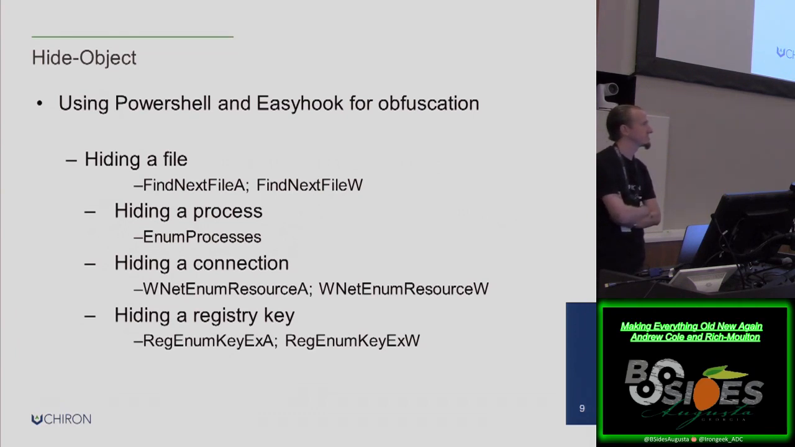I think for the purposes of our demonstration, we chose to hide a file using the FindNextFileW function, which of course is the Unicode version. To hide a process, connection, and registry key would be similar. You just have to hijack the specific function that's being used by your target process.